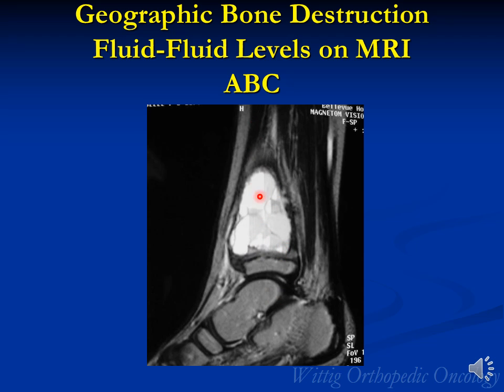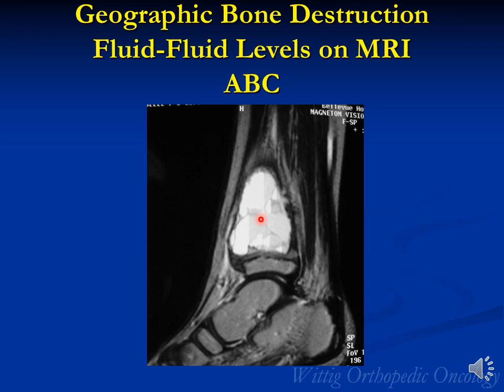Remember, this person is laying on their back for the MRI, and the sediment from the actual blood or the cystic cavities within the tumor settles to the gravity-dependent area and produces these fluid levels, where there are these darker areas that are in the more gravity-dependent region of the cystic cavities. This is very much consistent with an aneurysmal bone cyst.